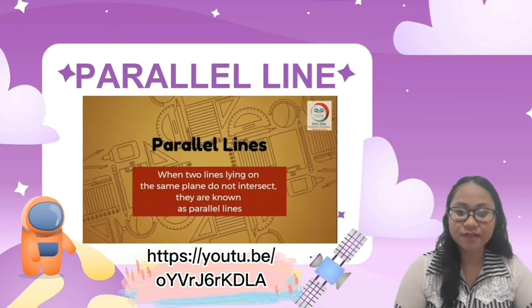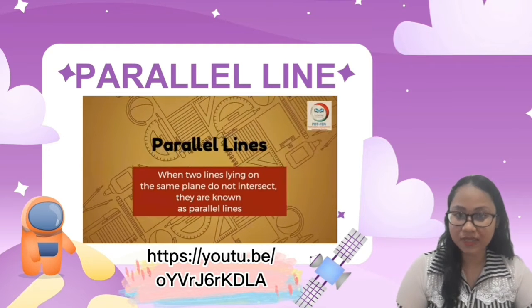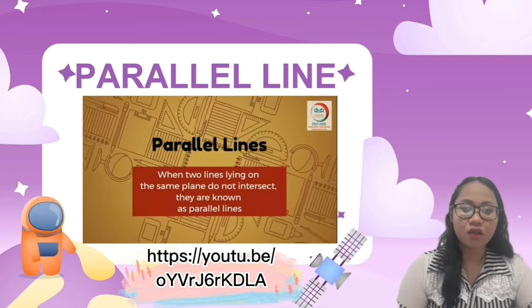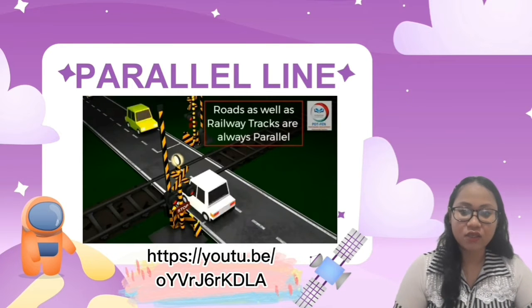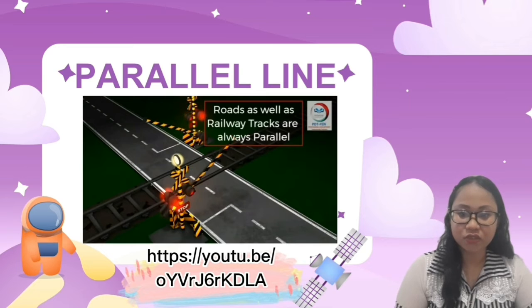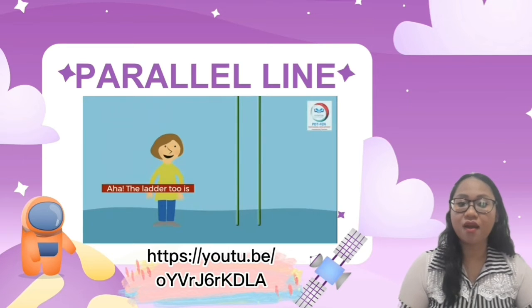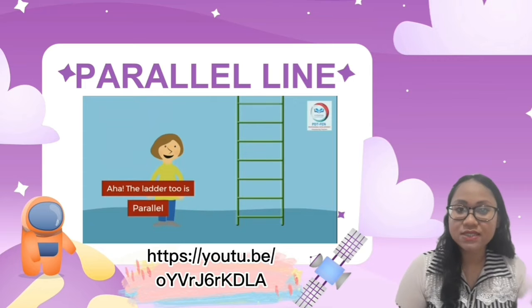When two lines on the same plane do not intersect, they are known as parallel lines. Roads as well as railway tracks are always parallel. Mostly, bridges are also parallel. Aha! The ladder too is parallel.